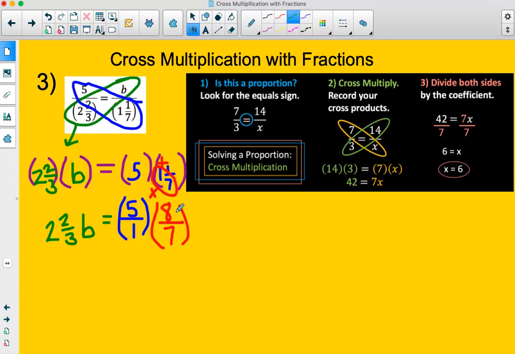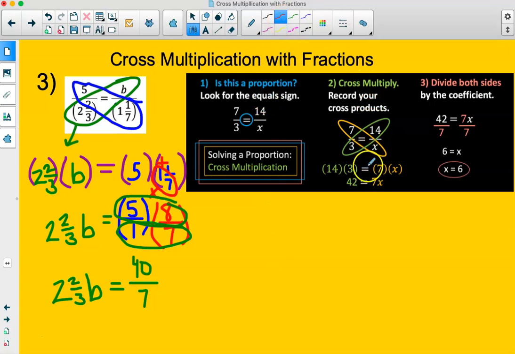On the right side, I'm ready to multiply the numerators, this is just regular multiplication, and multiply the denominators. 5 multiplied by 8 is 40, and 1 multiplied by 7 is 7. On the left side, we just keep copying the work. A lot of times with math, it's taking your time and being careful, making it neat so we don't make any mistakes. We've completed step 2, which is cross multiplication.